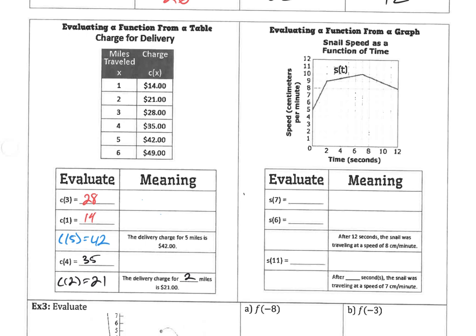So for our c of 4, we look at our table. We see that it's going to be $35. So then that is our notation. Again, the meaning would be if you've driven 4 miles, you have a cost of $35.